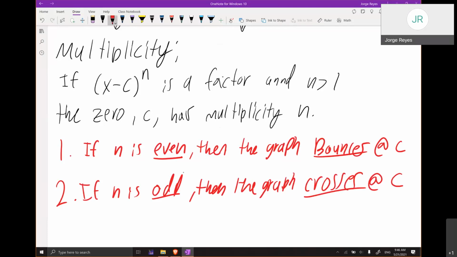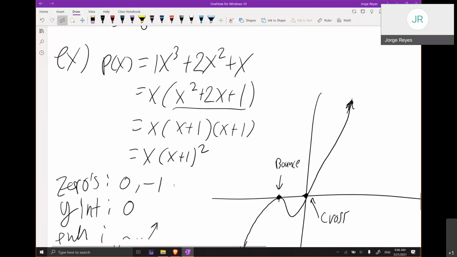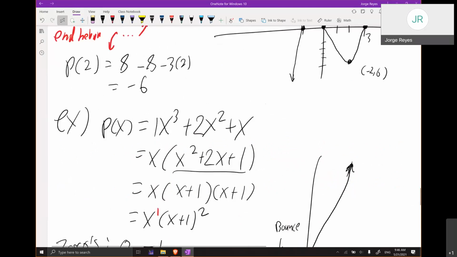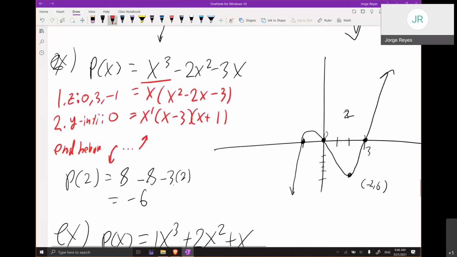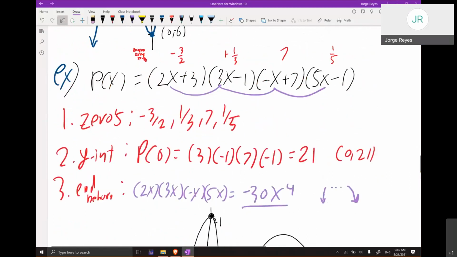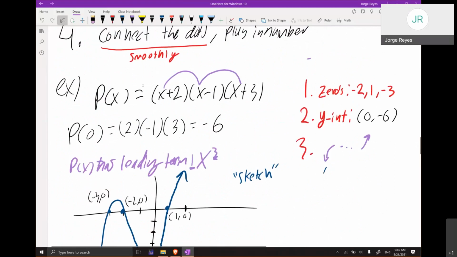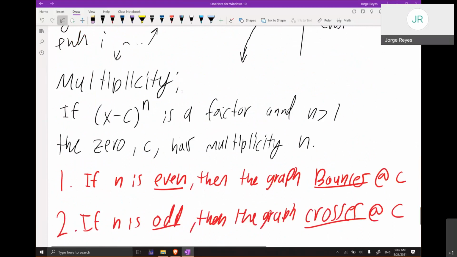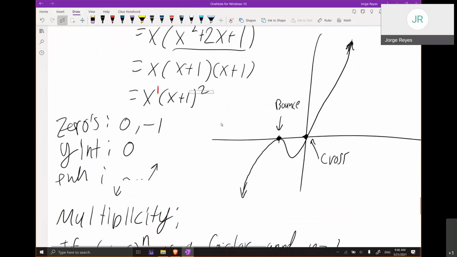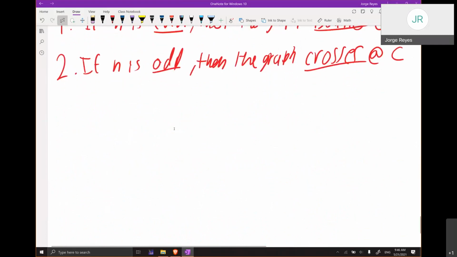And so the reason we haven't seen this at all is because, technically, all of the examples I've shown you, these all have multiplicity 1, okay, which is the most common. You usually just get one of them, and 1 is odd, so that's why we've always been crossing, okay? But when you get an even number, when you get this, that's when you get the bounce, okay? So let's look at some polynomials.